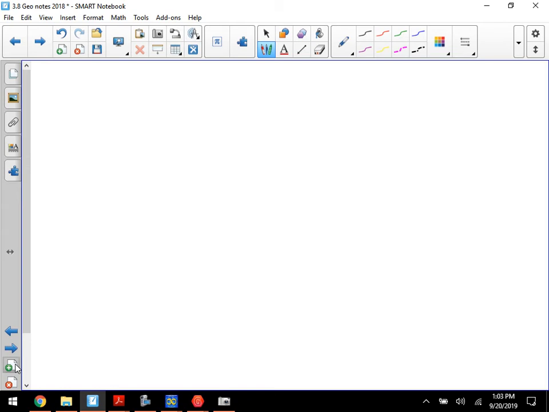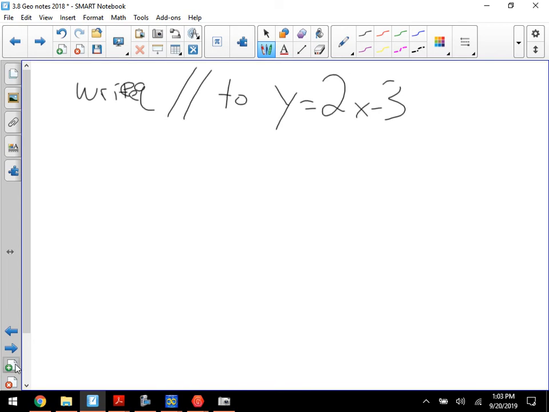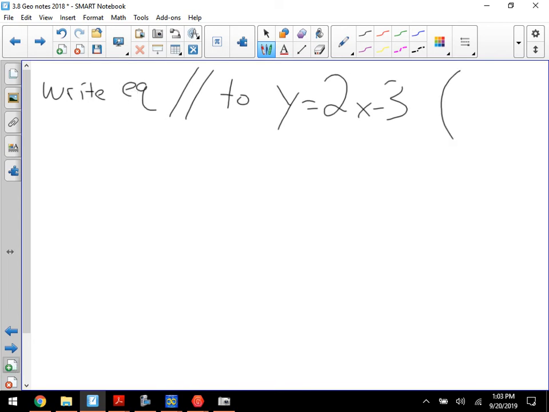But what changes is what happens if I want to write the equation, it's a Q, not a G, that is parallel to y equals 2x minus 3, and it goes through the ordered pair (-3, 6). Now there's more stuff involved. When there's more stuff involved like that, what we do is we make it into 3 easy steps.